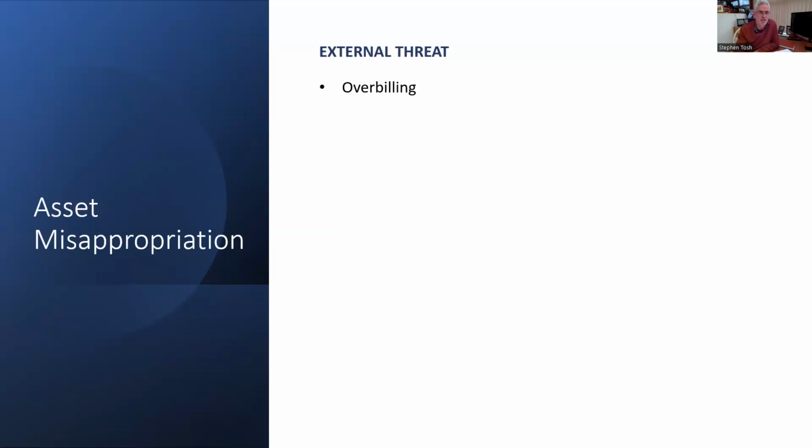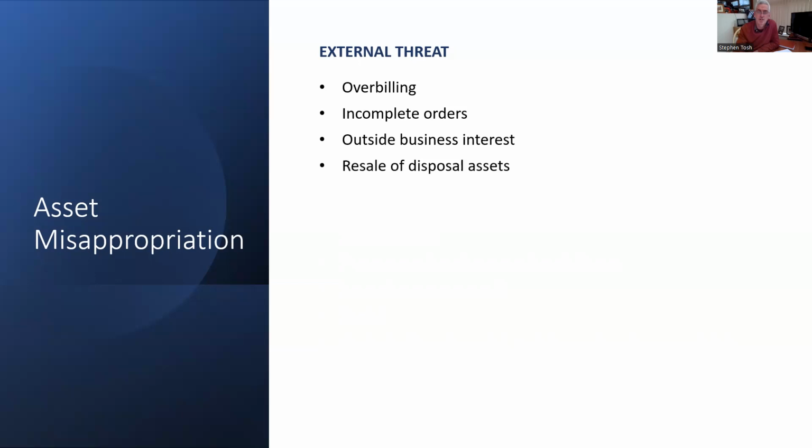Again, from an external threat perspective, you've got your overbilling, incomplete orders, which I've touched on, outside business interests from individuals. Has it been disclosed? So do you check against conflict of interest registers? Again, resale and disposal of assets, which is not common. Creation of false records, obviously, to hide the theft.